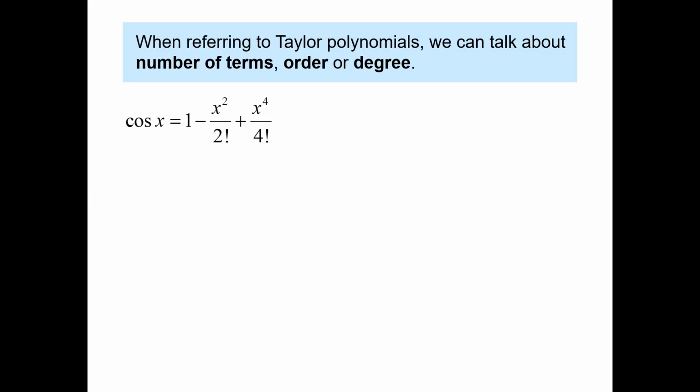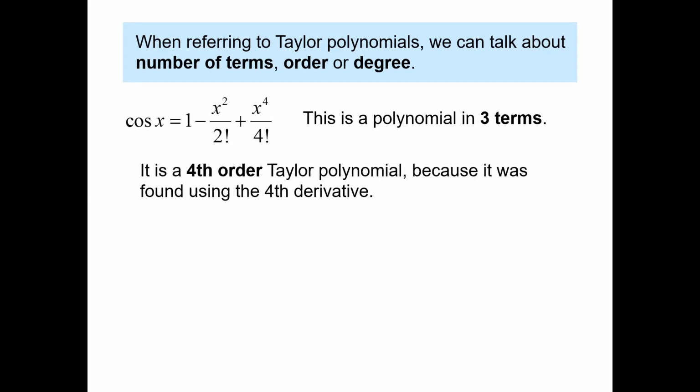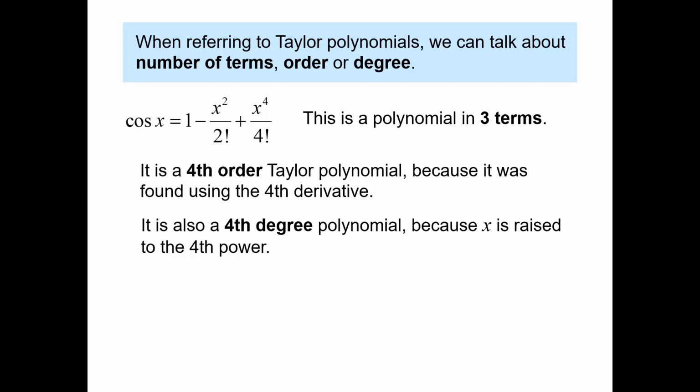The cosine, here's just a little example. The cosine x Maclaurin polynomial looks like this. If we stopped here, we could say this is a polynomial with 3 terms. We could also call it a fourth order polynomial because it would have been found using the fourth derivative for that cosine function. We could also call it a fourth degree polynomial because it stops at x to the 4th power.